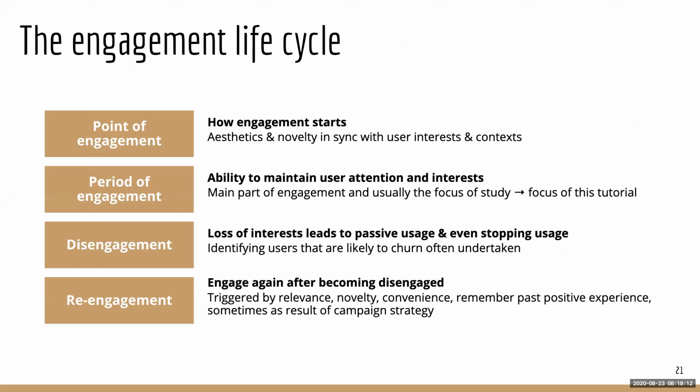So, taking a bit of thinking, the engagement life cycle has 4 parts. The first one is point of engagement. This is the beginning, the user coming, how engagement starts. Aesthetic is an important part, novelty is important, and of course user interest and context.